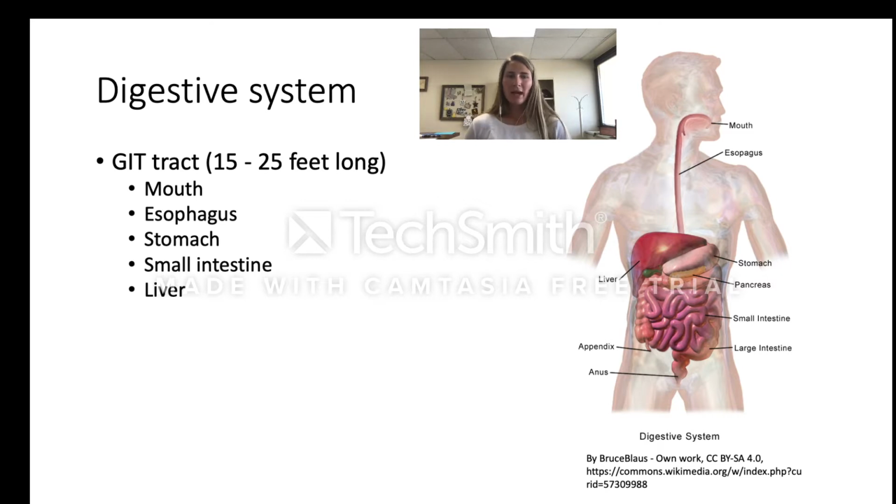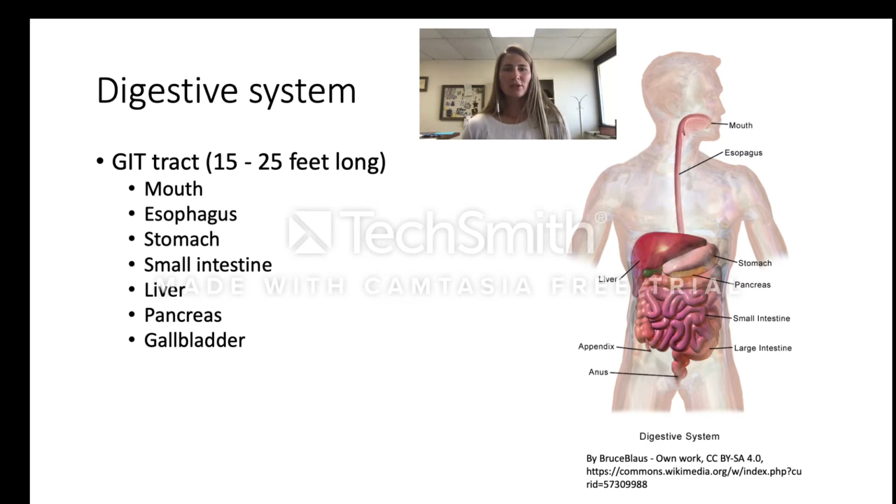Wait, let me back up. I forgot. There are 3 kinds of accessory organs to the small intestine. First is the liver. The liver produces bile, and bile allows us to absorb fats and lipids that we consume. That bile produced by the liver is stored in the gallbladder, so the two are very directly associated.